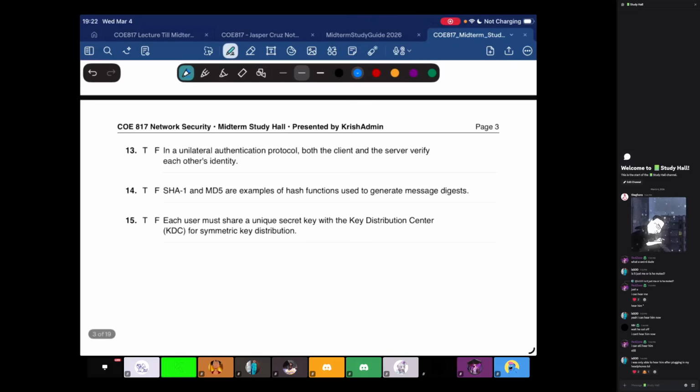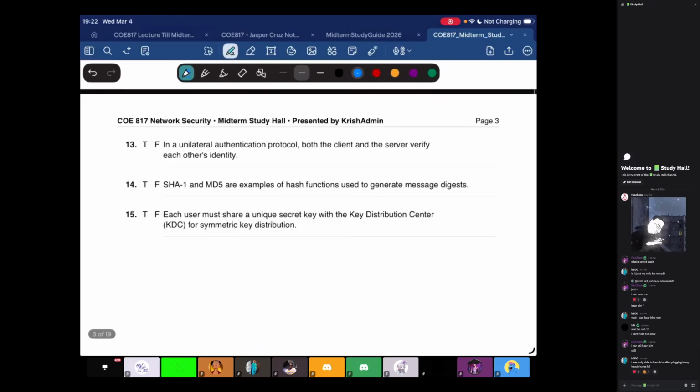In a unilateral authentication protocol, both the client and the server verify each other's identity. Uni, like the word uni, means one. Unilateral authentication is only a one-sided authentication. Therefore, this statement is false. This statement would have been true if instead of unilateral, it would have been multilateral. This would have made that statement valid.